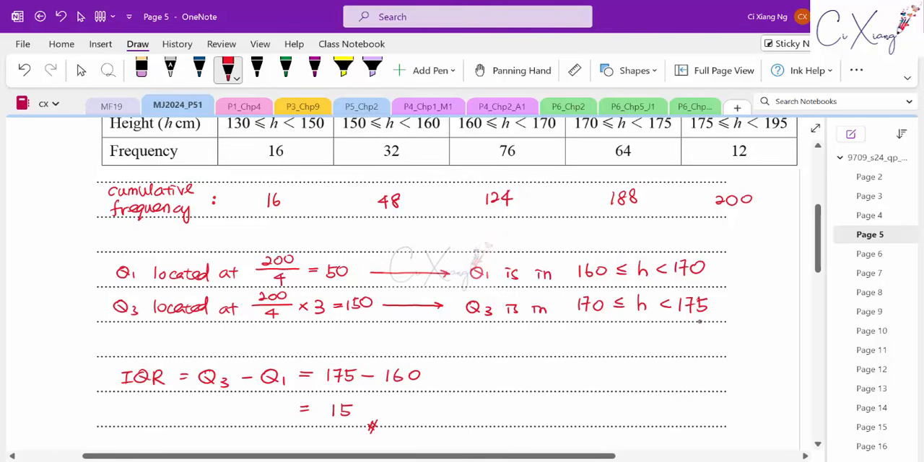So you can see that no matter how you calculate, the largest value for IQR is only up to 15. It will not be greater than that. Okay, so this is how we solve this question number 3.